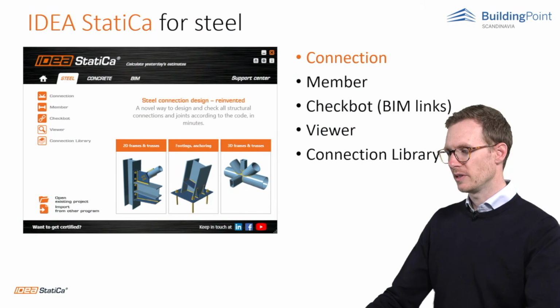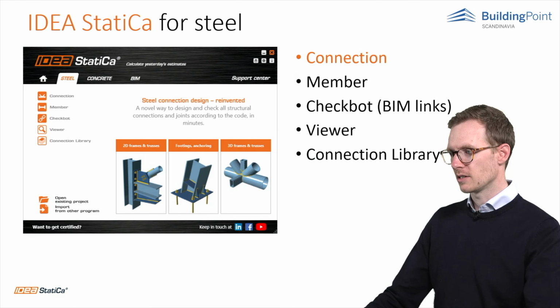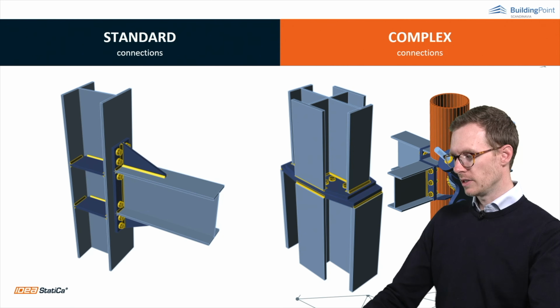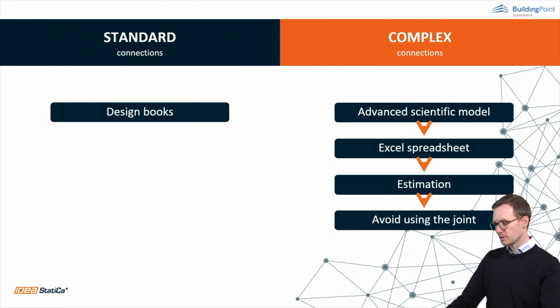So let's start with steel. First of all, the connection application. We can easily deal with the standard connections. There are, of course, design guides and predefined examples, but for the non-standard ones, we usually need to put together an advanced scientific model in programs like ANSYS or Nastran or Abaqus, then use Excel spreadsheets to get the code checks and estimate a lot of variables on the way. Sometimes it's just easier to avoid such a joint.